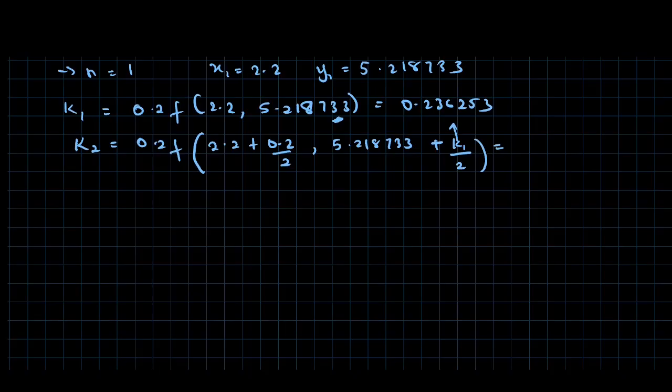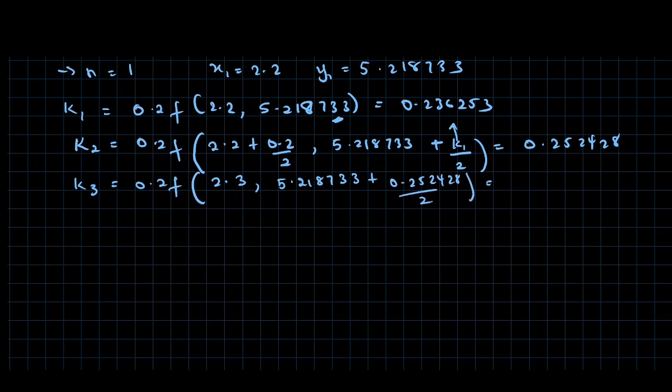And that will be equal to 0.252428 if you simplify everything. You can use your calculator to verify the solving. Then this is going to be 0.2 f(2.2). So this is going to be the same thing, 2 plus 2 plus 0.2 over 2, which is 2.3 basically. Then y1 plus k2 over 2. This is going to give you 0.251011 when you simplify everything.